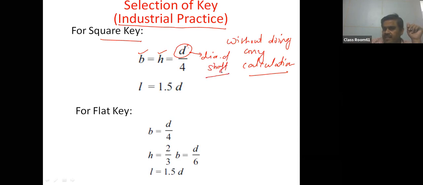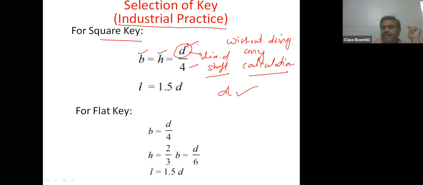So we have done the shaft design. Key design is the second point. First you have to design the shaft, then you have to design the hub. After designing the shaft and hub, then you have to design the key. So the key design part comes after the shaft design. When shaft design is complete, it means D, the shaft diameter, is available to you. Once the shaft diameter is available, there is the empirical formula B equal to H equal to D by 4, one fourth of the shaft diameter.